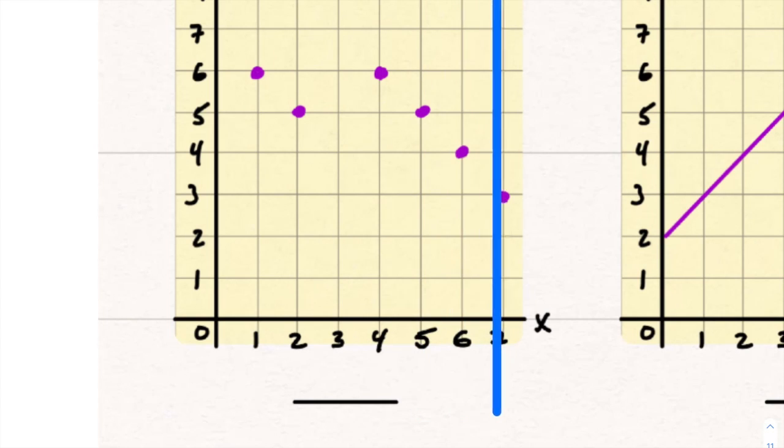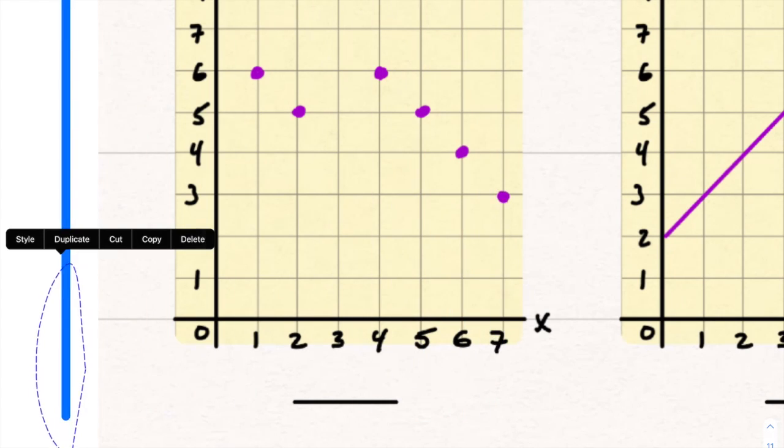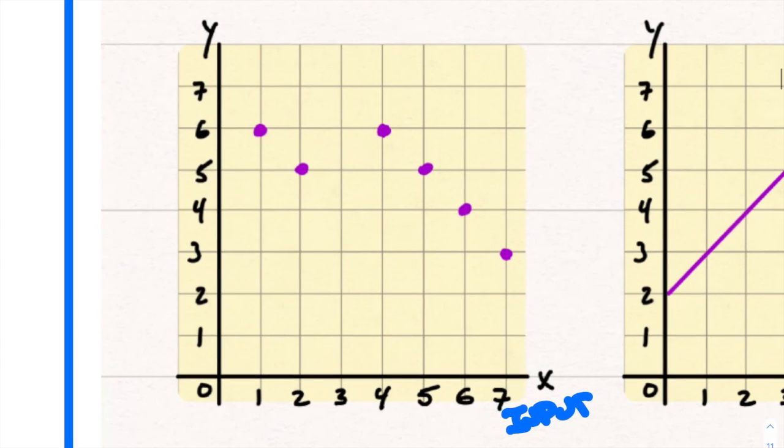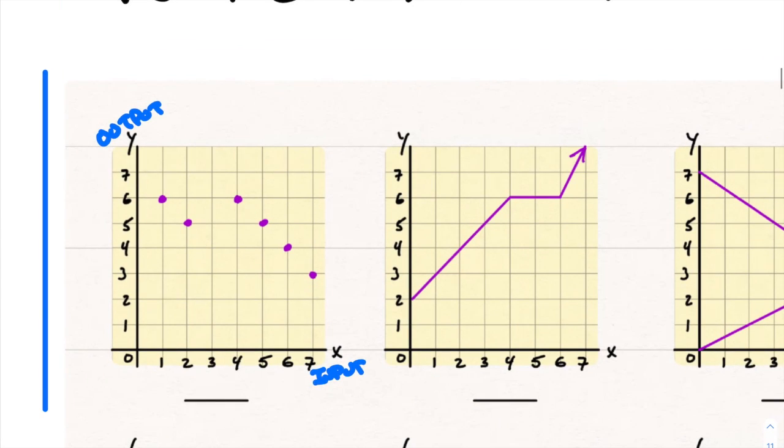Do you notice how each of the x's, or input values, this is your input, each of the inputs have exactly one output? That makes it a function. So this is a function, right? And that's why we wrote that in the previous screen.